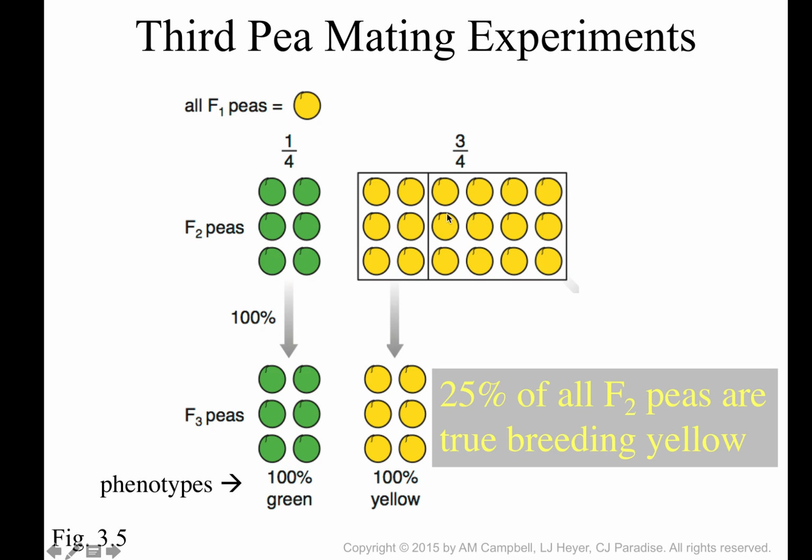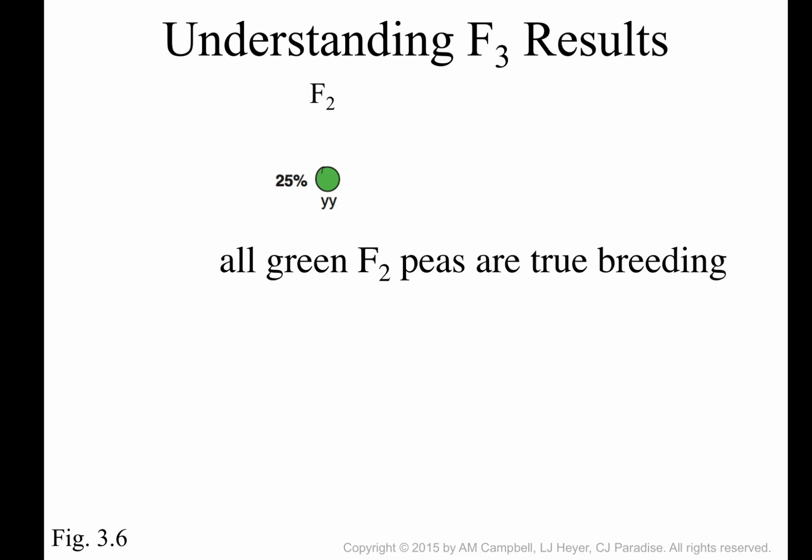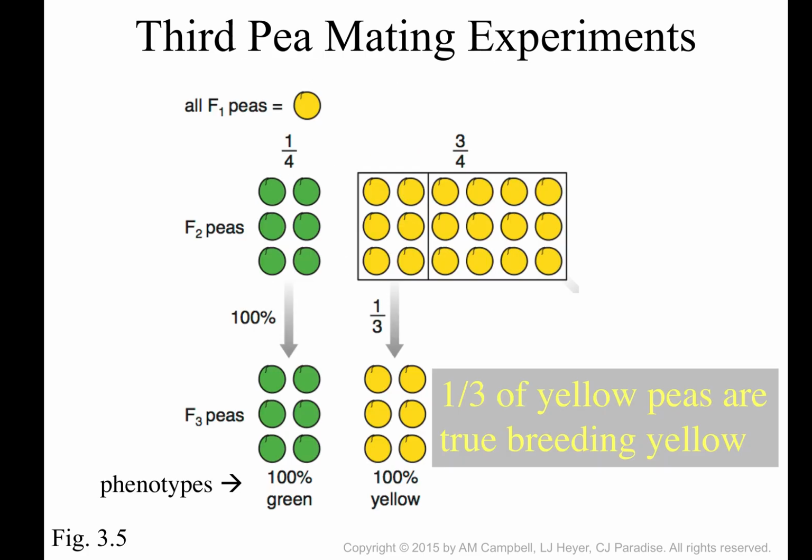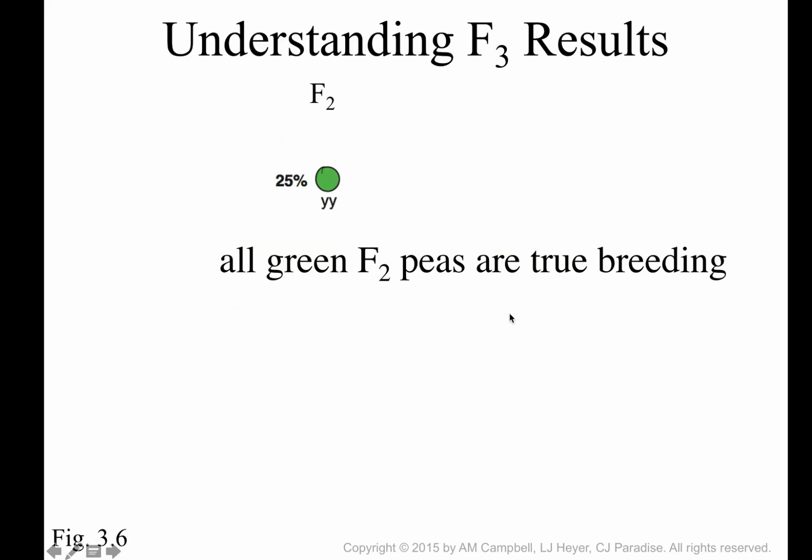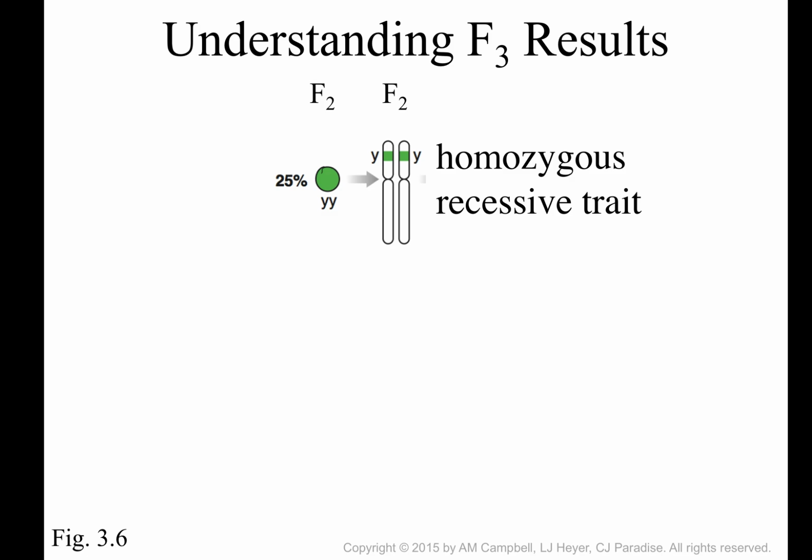But if you cross the yellow peas from F2 with themselves, some of those will always give yellow peas, but some won't. Okay? So about 1/3 of the yellow peas will give you always yellow peas, but these guys here, 2/3 of them won't. Okay? Why is that? All right.